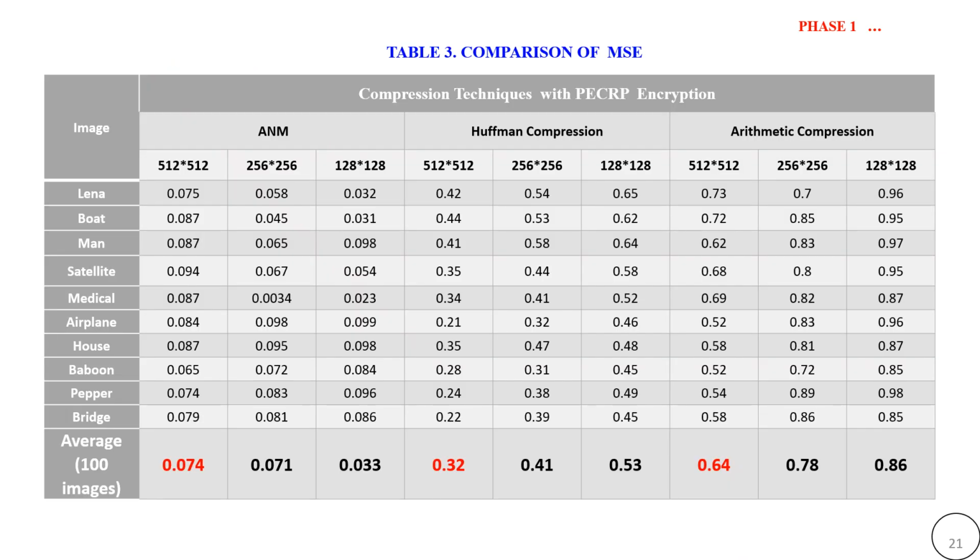A table shows the comparison of mean square error. A compression algorithm with high PSNR and low mean square error is considered a good compression algorithm. When the mean square error is 0, the original and reconstructed images are the same. From the table values, it is clear that ANM gives a lower value for mean square error, which indicates lesser error.